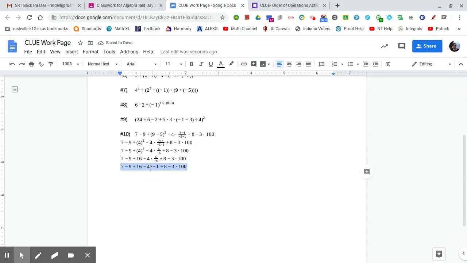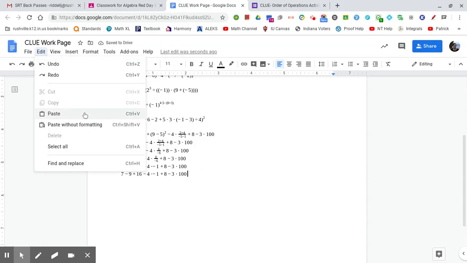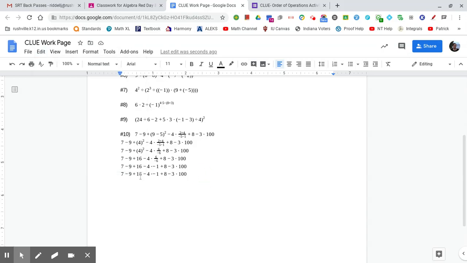All right, now once again, I'll copy, go down to the next line, and paste. The way I'm pasting is you can either go to Edit, Paste, or the shortcut is Control V. All right, so going back here, I had the multiplication symbol. So I have 4 times negative 1. Now, you can either do it this way. If you're going to take it as negative 4 times negative 1, that's fine. Or if you're going to do it as 4 times negative 1, that's also fine.